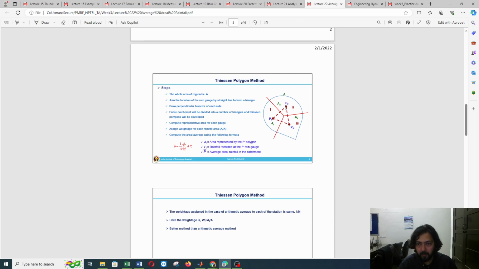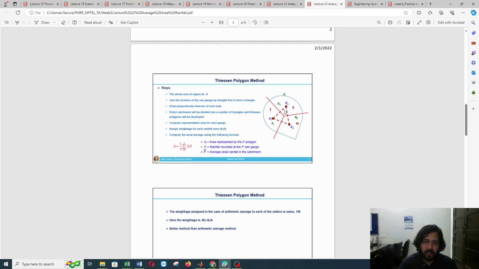And similarly from P2 we have dropped a perpendicular bisector and we have divided P1 and P3. So we'll get a common point at the center of this triangle. So now we can say that each rain gauge has its own area, right? That is, the entire catchment will be divided into a number of triangles and Thiessen polygons will be developed. So we can say that this triangle is now divided into three areas.